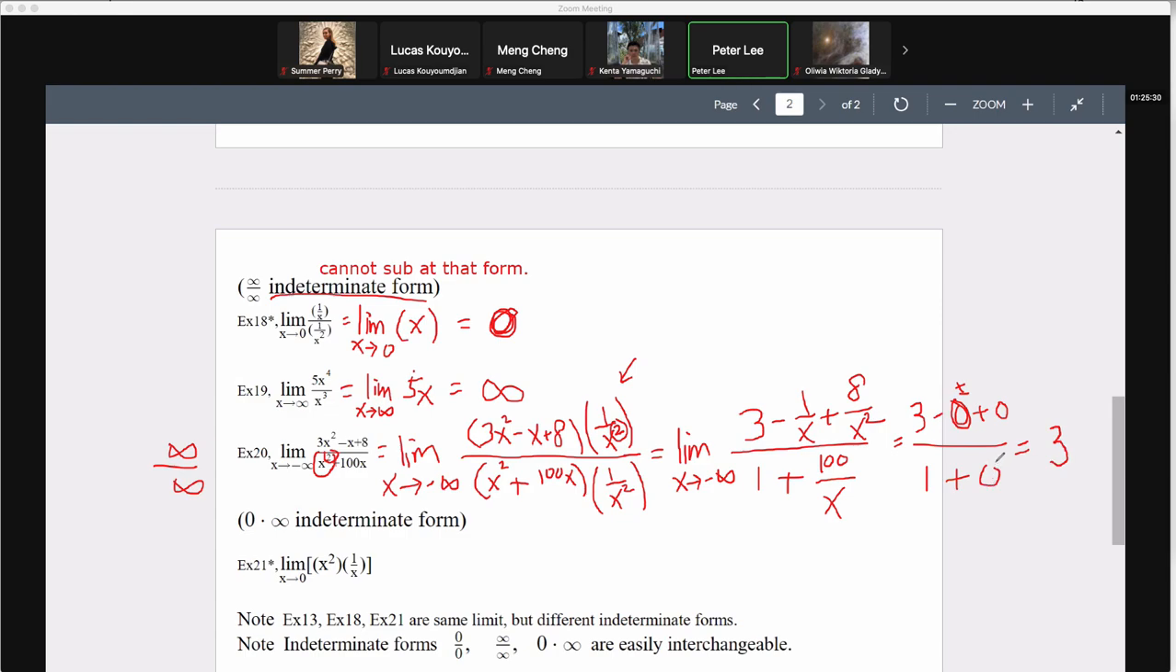This is 0. This is actually 0 minus. But it's 0. 0 minus is still 0. And we have a 1 here. And because you have 1 here, 1 plus 0 minus is still 1, plus 0 is 3. Final answer is 3 in this case.